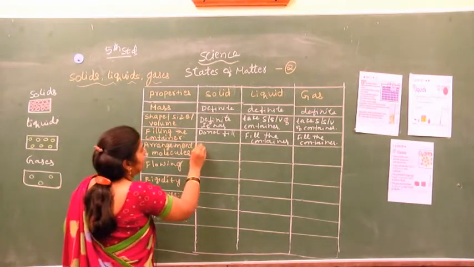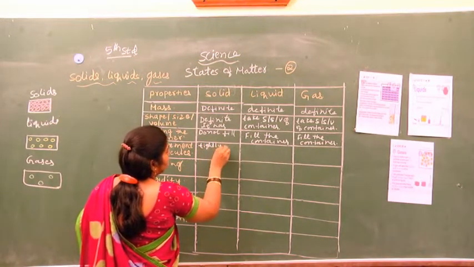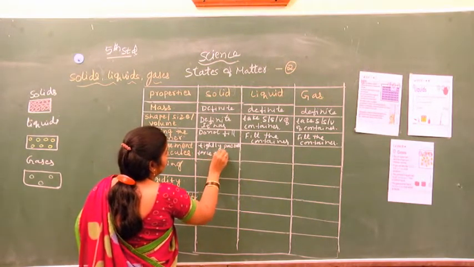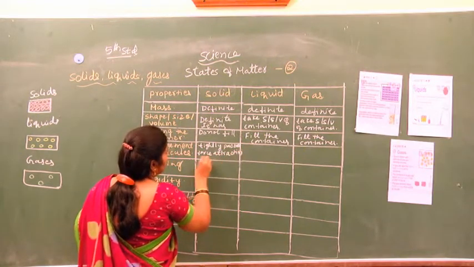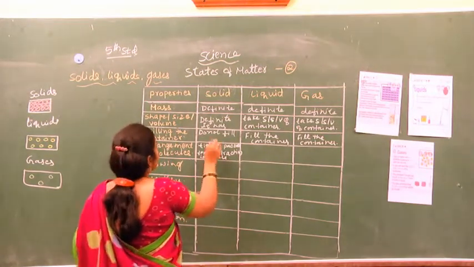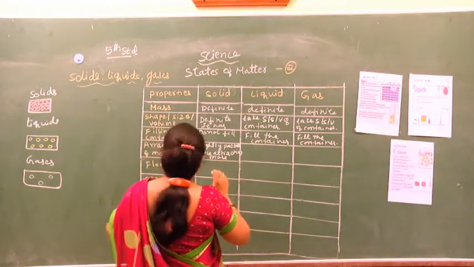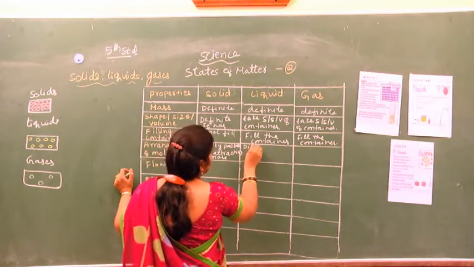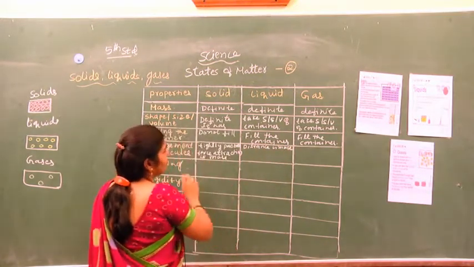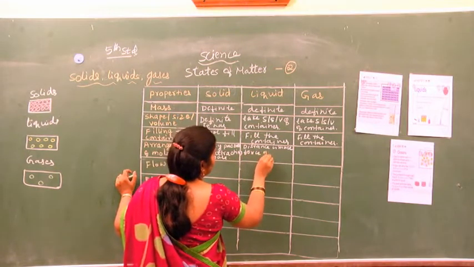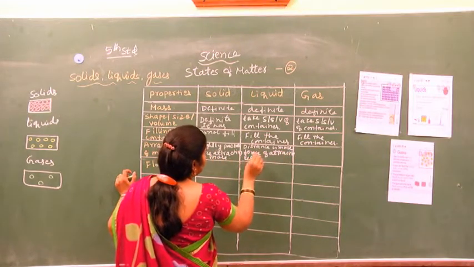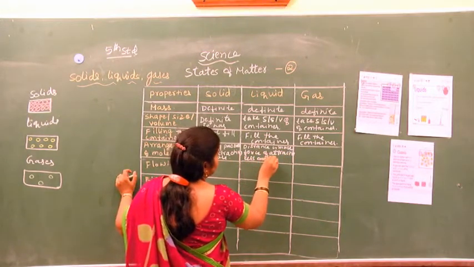In case of the solids, they are tightly packed, and the force of attraction is more. Now when we consider the liquids, the distance between the particles is more. Because of that, the force of attraction is less compared to solids.